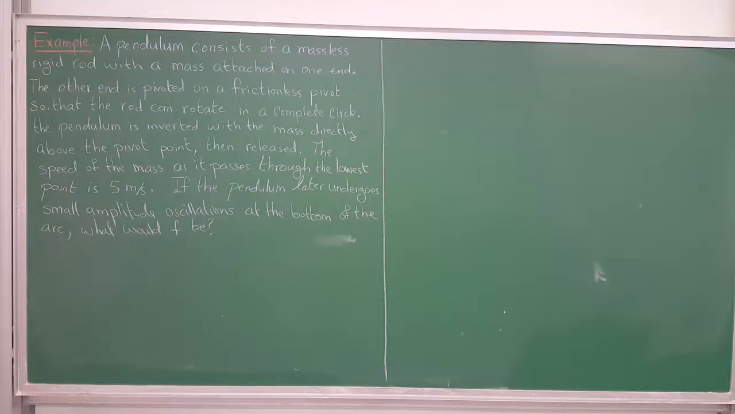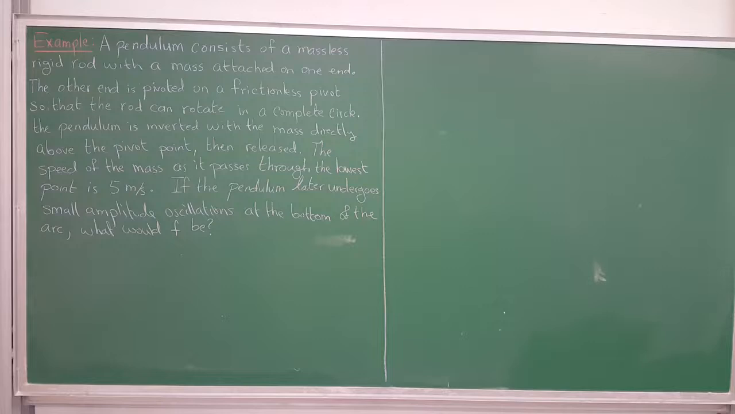The other end is pivoted on a frictionless pivot, so that the rod can rotate in a complete circle. The pendulum is inverted with the mass directly above the pivot point, then released. Released means from rest. The speed of the mass as it passes through the lowest point is 5 meters per second. Then they ask, if the pendulum later undergoes small amplitude oscillations at the bottom of the arc, what would the frequency be?